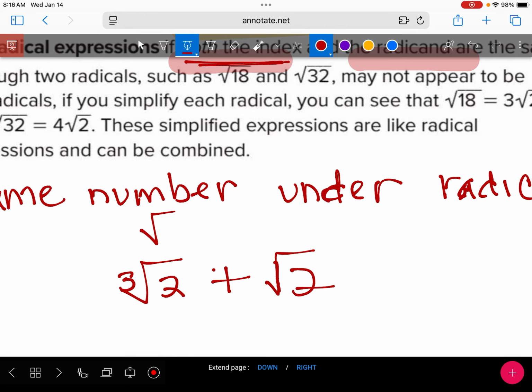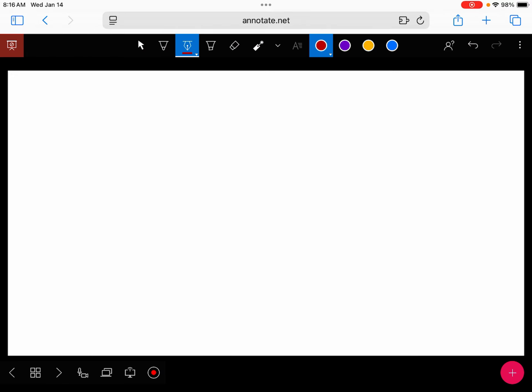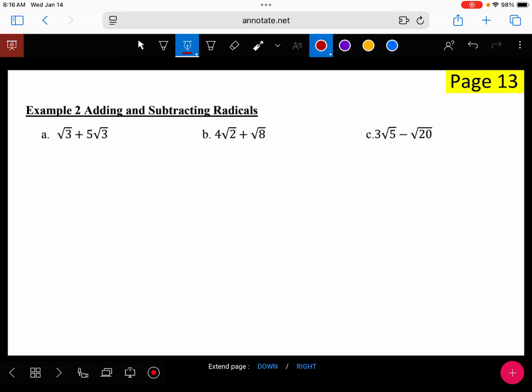And you can't add together the square root of 3 plus the square root of 2 because they have different radicands. Okay, so they have to have same number in the elbow, that's what we call the index, and the same number under the roof, which is our radicand. So let's go ahead and hit it. We're going to do 7 today, and then we'll do the other half tomorrow. All right, so let's look at A.